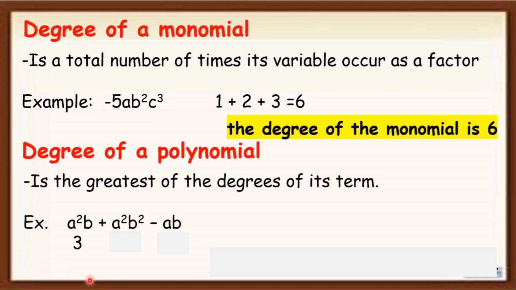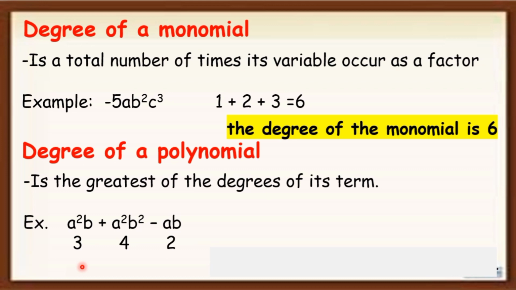Now, get the degree of the second term. So, a squared b squared. So, what is the exponent or the degree? 2 and 2. So, 2 plus 2 is equal to 4. That's why the degree of that term is 4. Now, how about sa third term, which is yung ab? So, ano yung exponent ng ab? They have both 1 as an exponent. So, 1 plus 1 is equal to 2.